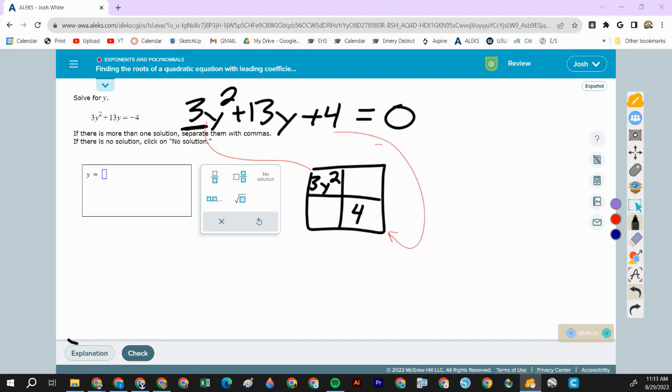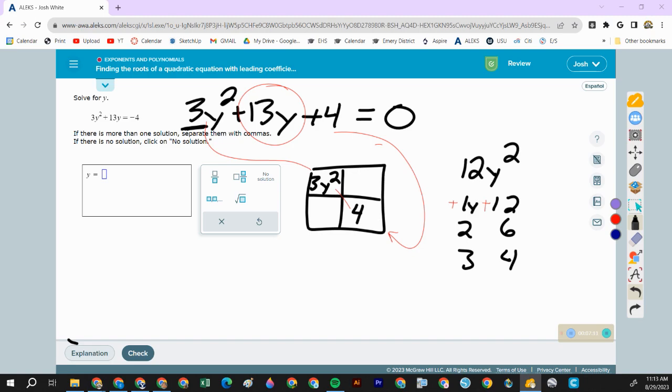The other two boxes take a little bit of work. So here's what we do. We multiply those together. 12y squared. And then I write down all the factors of 12. 1 and 12, 2 and 6, 3 and 4. Can I use one of those sets to build a 13y? 12 and 1. But it's got to be a positive 1 and a positive 12. That's not quite enough. 1 times 12 is 12. I need 12y squared.